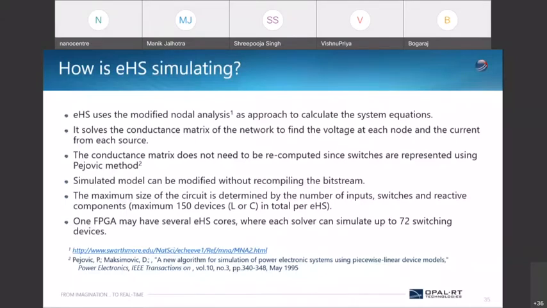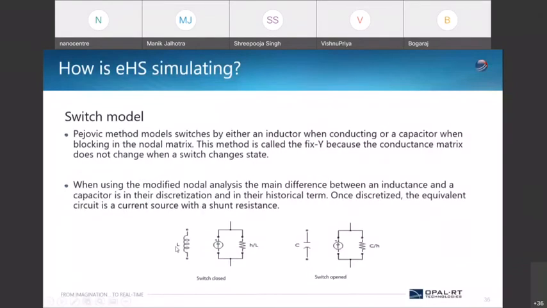Now, the thing is, what exactly an EHS itself is. The main method an EHS solver uses is called the Pejovic method. Participants who are more interested in understanding how exactly this Pejovic method solves the non-linearities can go through the research paper on the IEEE Xplore website.